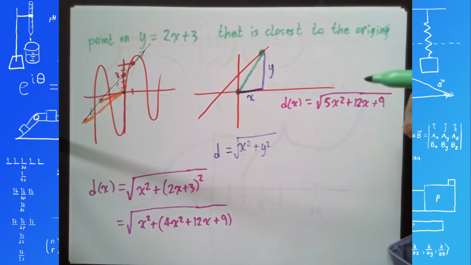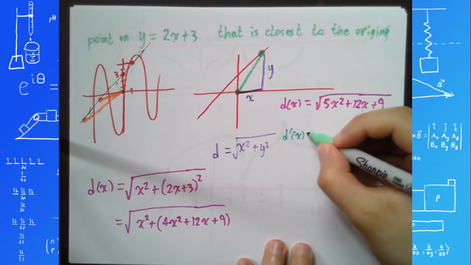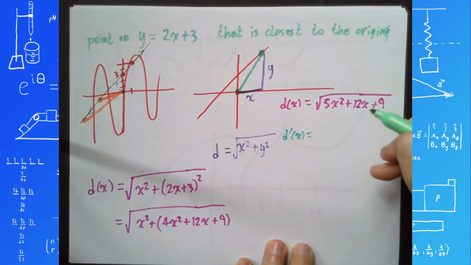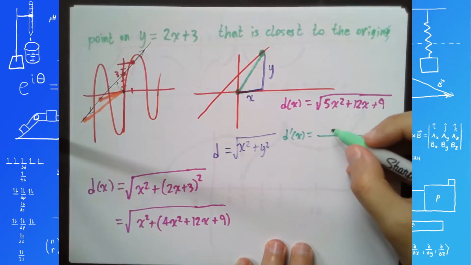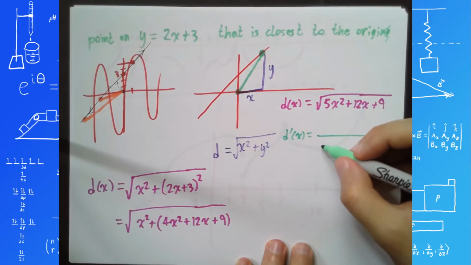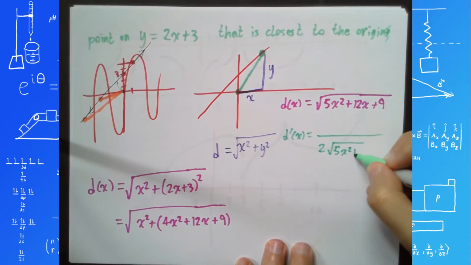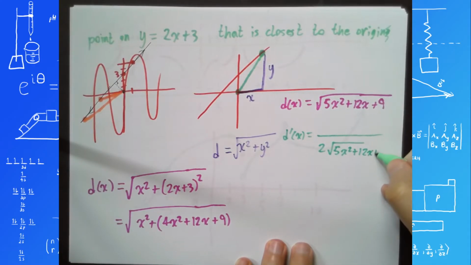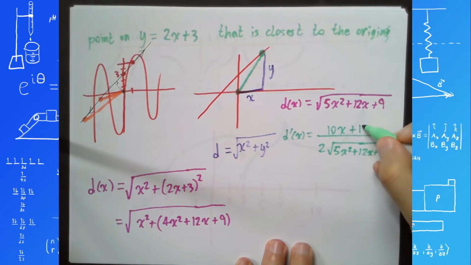Now then, if we take the derivative, d prime of x is going to be, let's see, 1 over 2 square root of 5x squared plus 12x plus 9, times the derivative of 5x squared plus 12x plus 9, so that's 10x plus 12.